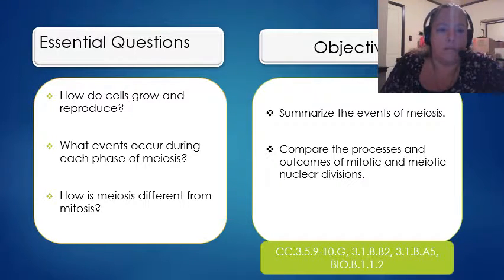So again, did we answer the question, how do cells grow and reproduce? Can you answer the question, what events occur during each phase of meiosis? And can you answer the question, how is meiosis different from mitosis?